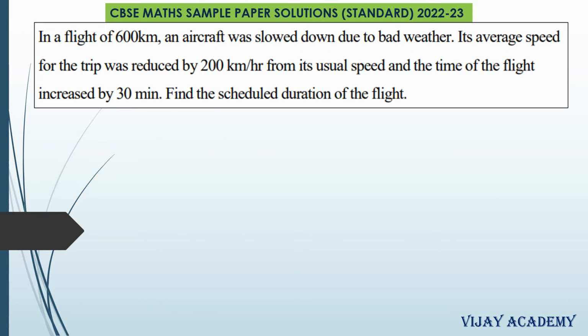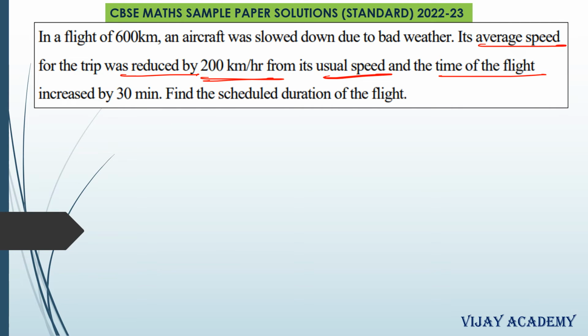So there is one more question in the same 32. In a flight of 600 km, an aircraft was slowed down due to bad weather. Its average speed for the trip was reduced by 200 km per hour from its usual speed.